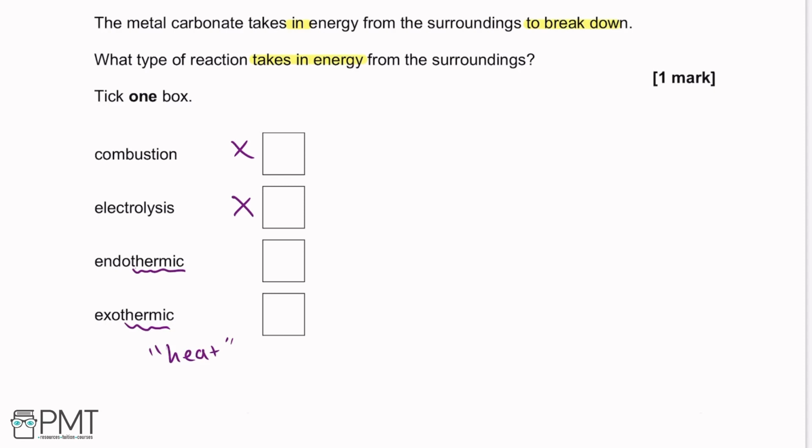Endothermic, exothermic. An exothermic reaction is a reaction which lets off heat. And the way I remember that is exo is a bit like exit. So when you're going out the exit, you're leaving a room. So an exothermic reaction is when heat is being given off. Therefore, the correct answer was endothermic. So an endothermic reaction is one where we take in energy from the surroundings.